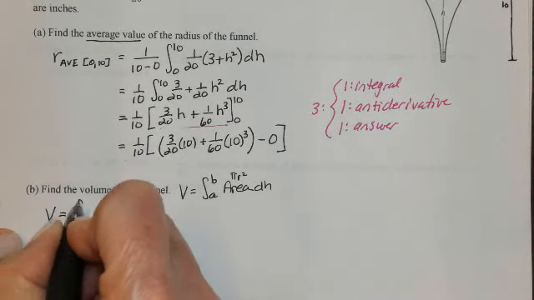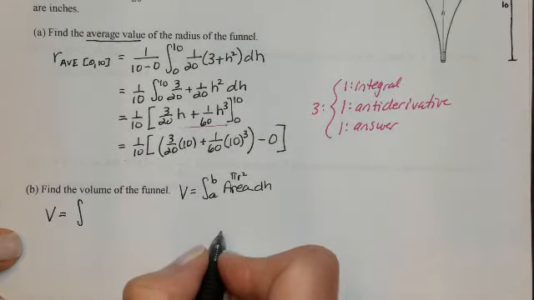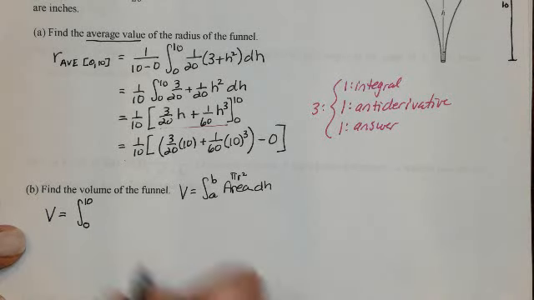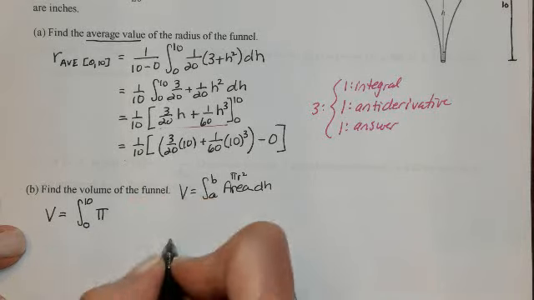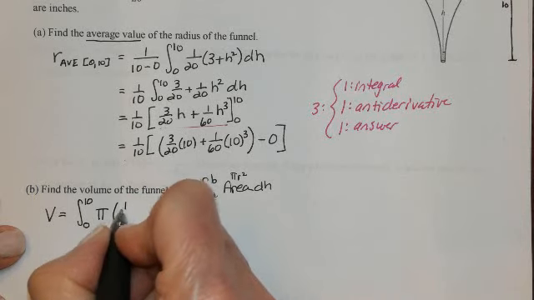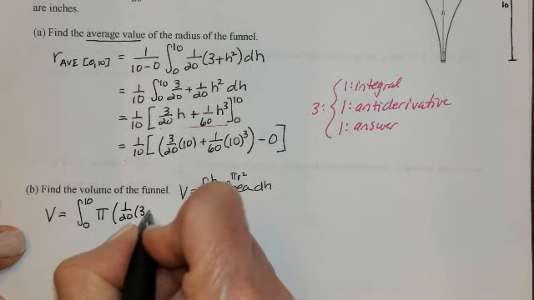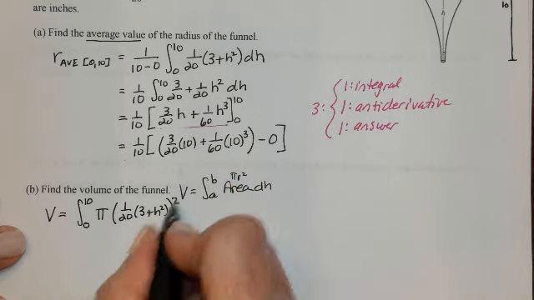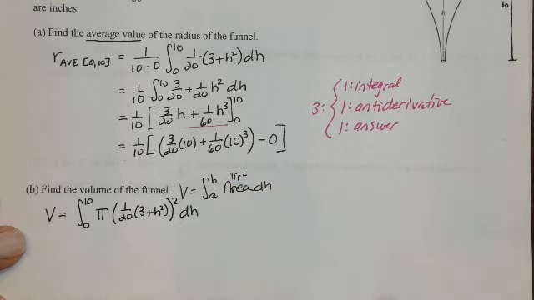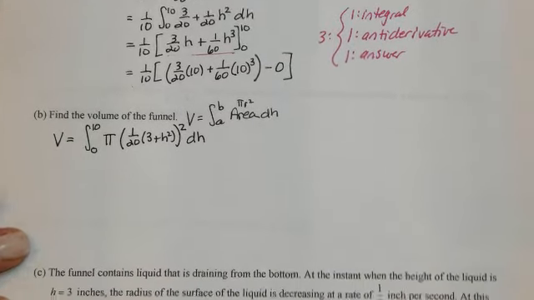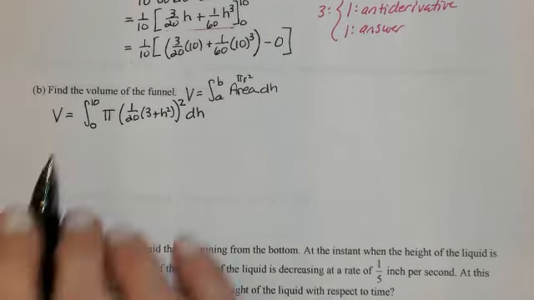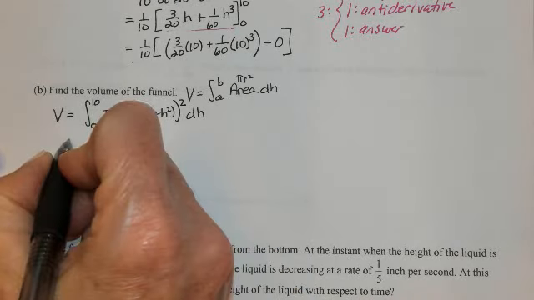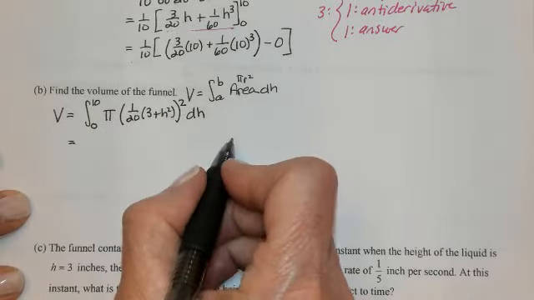Volume is the integral from a to b. H starts at 0 and ends at 10. And the area is pi r squared, and here is r. And we square it. That's pi r squared dh. Okay? And there's the integral. I'm pretty sure I got a point just for getting that integral. And then we're going to actually evaluate the integral.